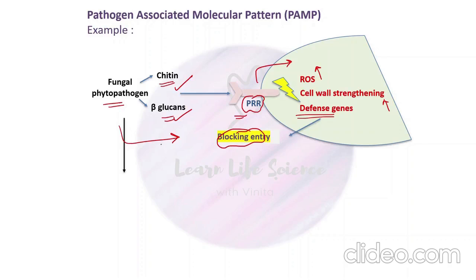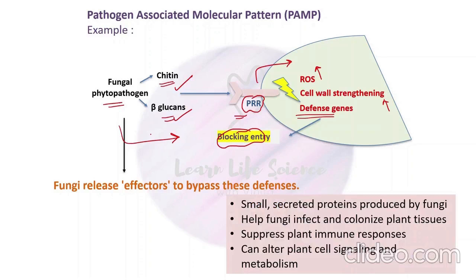Now, in order to bypass this kind of blocking, or in order to establish infection inside the host cell, the fungi release effectors, and these effectors are basically small secreted proteins which are produced by them. They help the fungi to infect and colonize plant tissues, suppress plant immune responses, as well as alter plant cell signaling and metabolism.